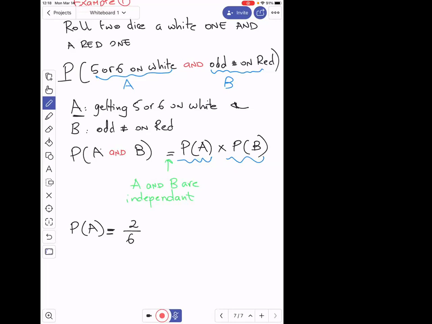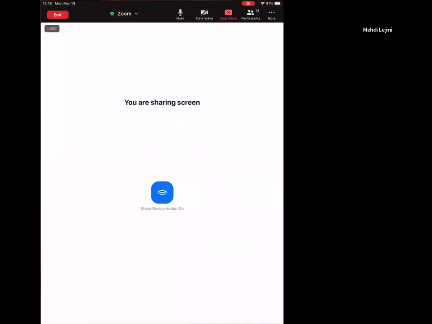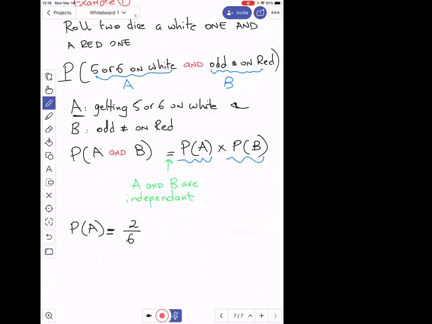Does this make sense? Okay, let me see the chat. Just make sure. All right. Because to get 5, that's 1 chance out of 6, and to get 6 it's also 1 chance, right? So that's 2 chances out of 6.